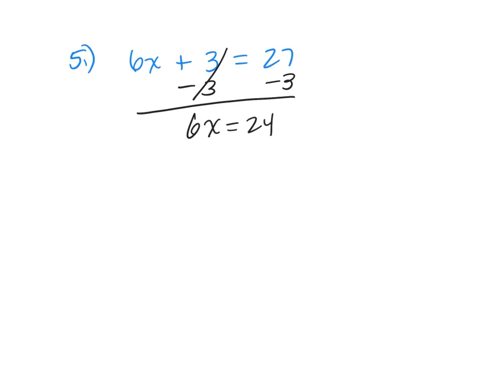Now look what is happening to x. X is being multiplied by 6. So the inverse of multiplying by 6 would be to divide by 6, okay? And then we would end up with x is equal to 4.